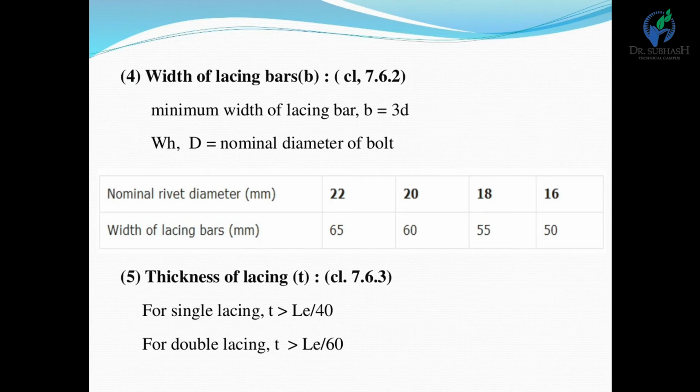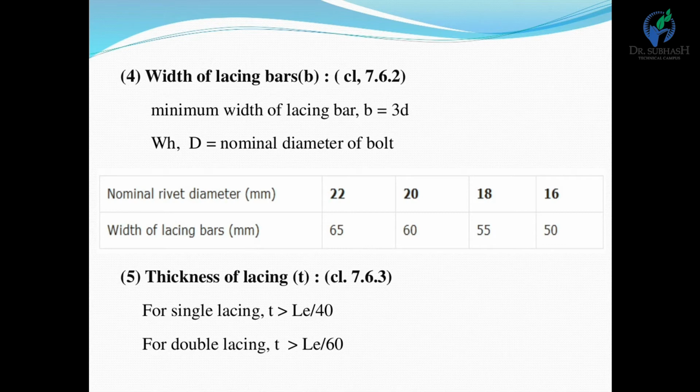Now the width of lacing bar. After calculating the effective length, we decide the width of the lacing bar. It is given in clause number 7.6.2. The minimum width of lacing bar, denoted by B, is equal to 3 times D. Now what is D? D is the nominal diameter of the bolt hole. So you have to decide the nominal diameter, either 22, 20, or 18, depending on the bolt design criteria.